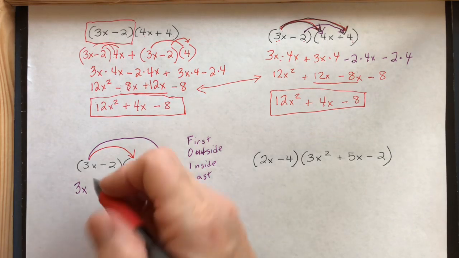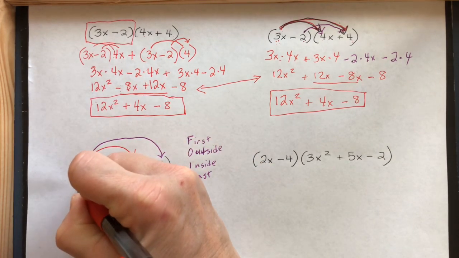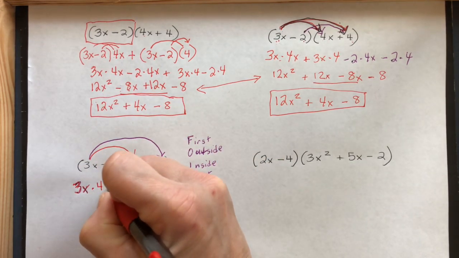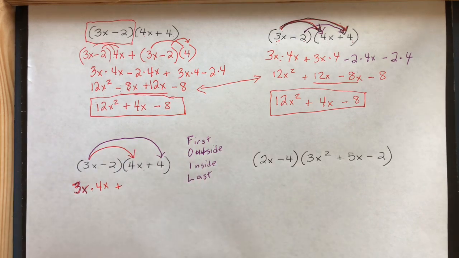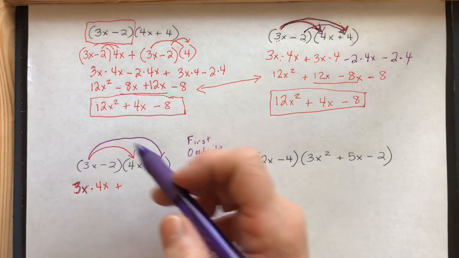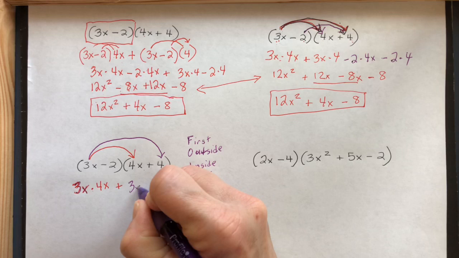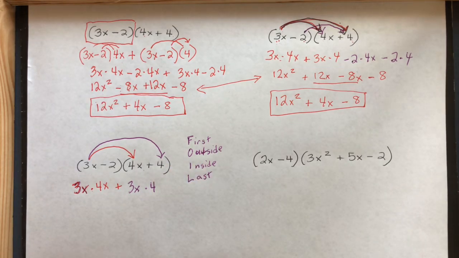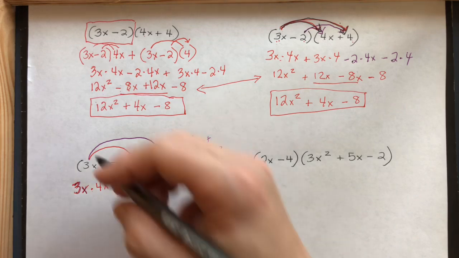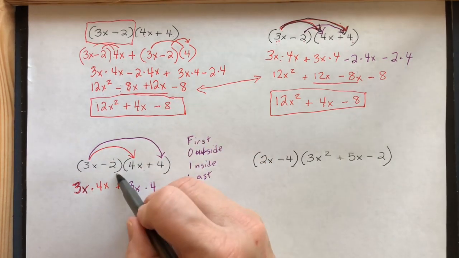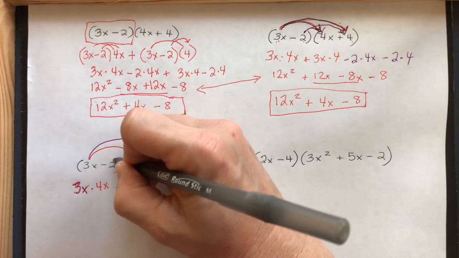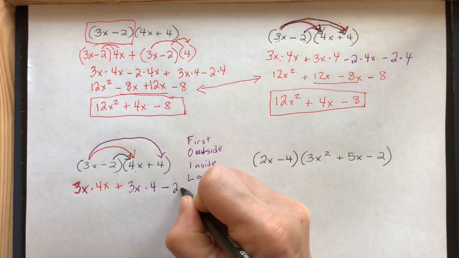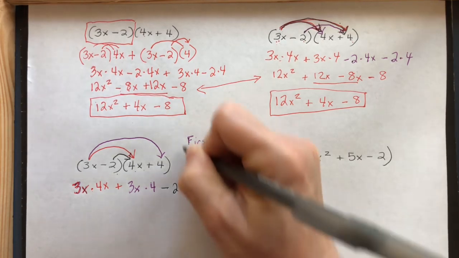Actually, I should do that in red because that's the color I used. 3x times 4x. And then I did the outside terms. That's what I did here. 3x times 4. Now I'm going to do the inside terms, and I'll do those in black. That's the negative 2 times 4x. So this is minus 2 times 4x.